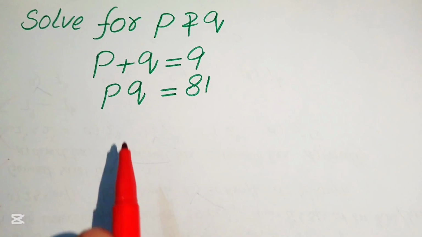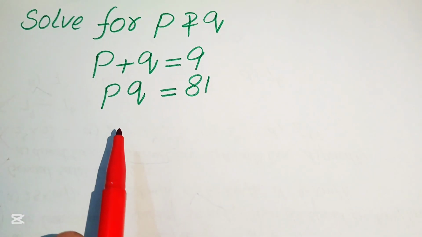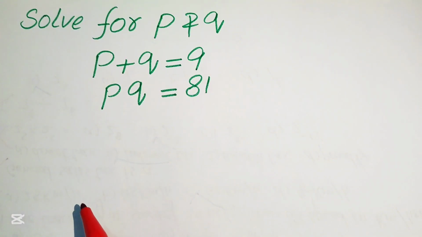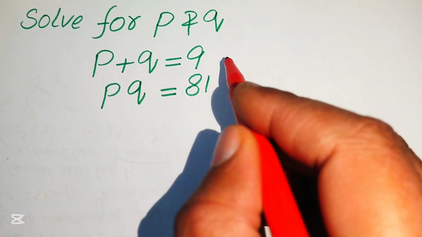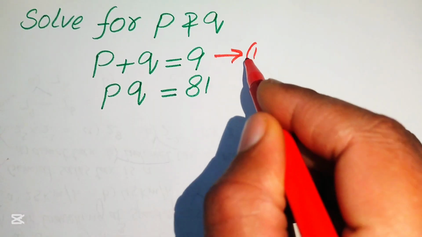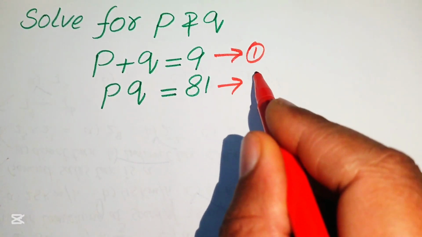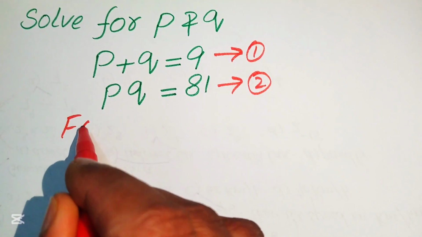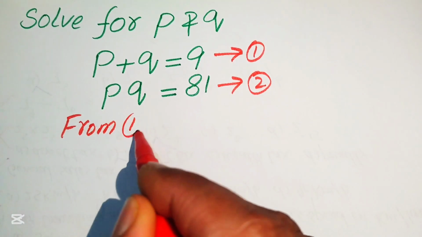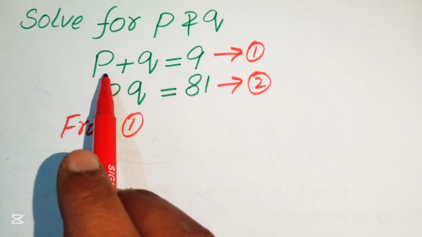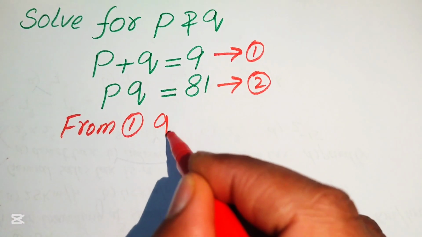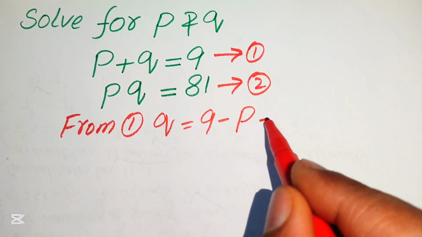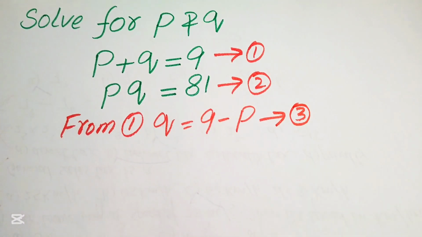Here we have p plus q equals 9 and pq equals 81, and we solve this problem for the values of p and q. First we call this equation number 1 and this equation number 2. Focusing on equation number 1, we need to move this p to the right hand side so that we write q equals 9 minus p, and we call this equation number 3.